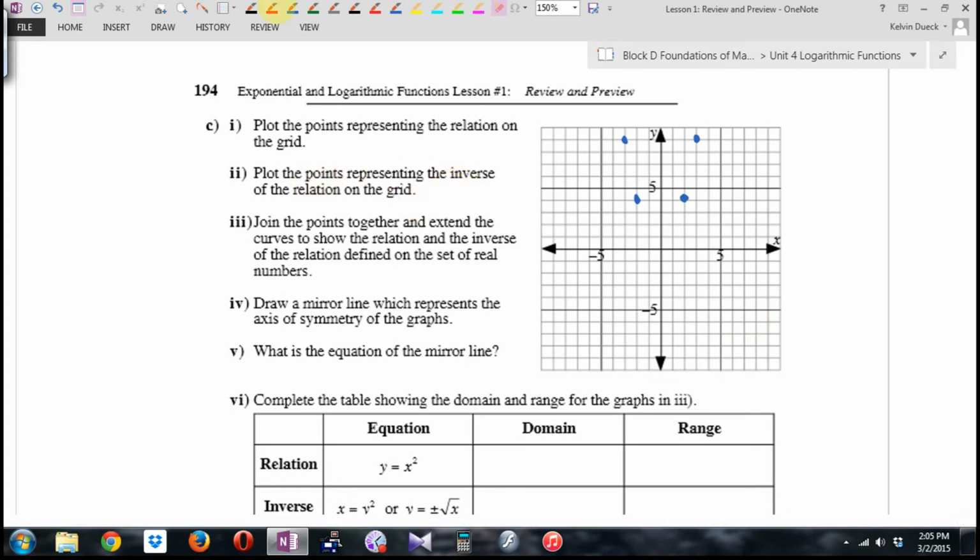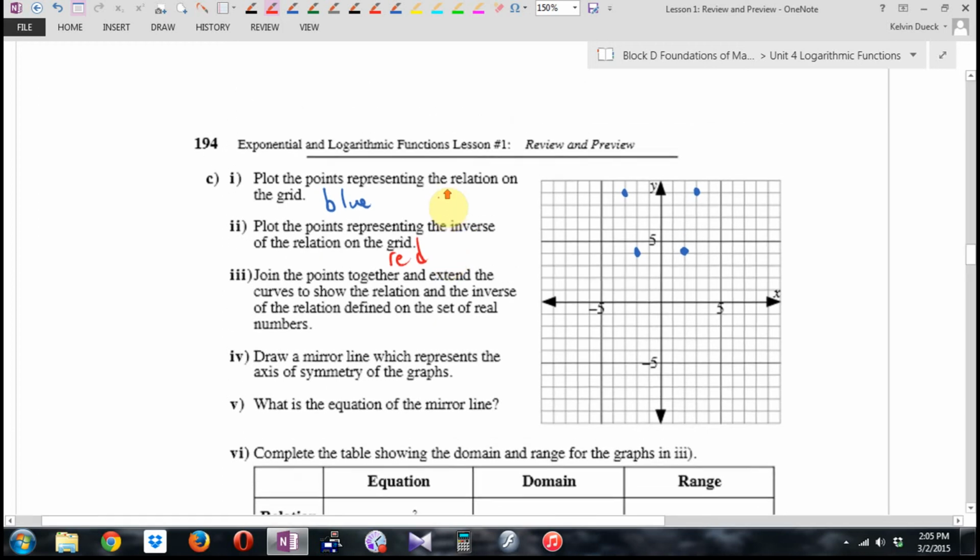Now, what was the inverse? By the way, I'll again go blue for the original, and I'll do the inverse in red just so you can see the difference.